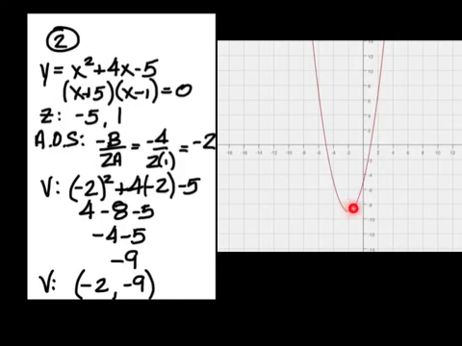The scale on mine is different. So if yours looks like it's closer to the y-axis or further away, it doesn't mean it's wrong. It depends on what the scale is of the axis. So there's negative 2, negative 9, and the zeros of negative 5 and 1.